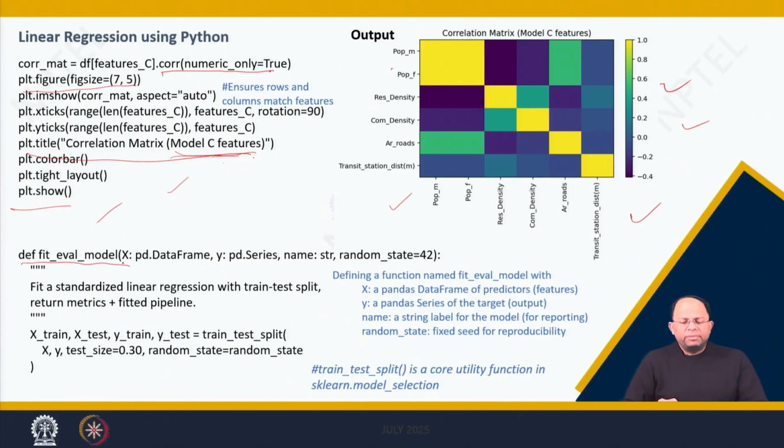This is the main function that we are defining. Over here we are passing x, which is a pd.DataFrame, and y, a pd.Series, then name, which is a string, and random_state 42. So we are defining a function named fit_eval_model with x, which is a pandas DataFrame of predictors, y is a pandas Series of targets, the output variable, and name is a string label for the model for reporting, and random_state is a fixed seed for reproducibility. That means every time we use 42, we will get the same results.